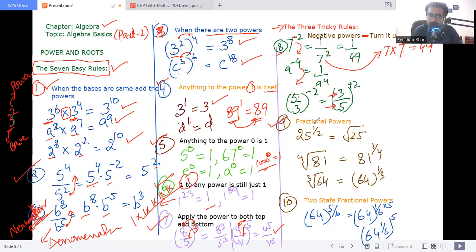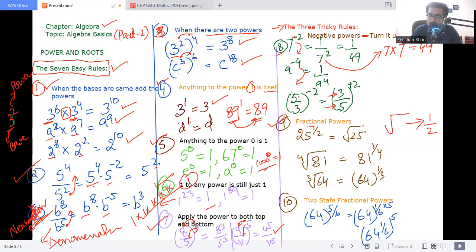Rule number 9, fractional powers. Actually, what does this 1 by 2 mean? This 1 by 2 means under root or square root. So this square root is equal to the power 1 divided by 2. You can see 25 under root or square root. We can write that as 25 to the power 1 divided by 2. Okay, these are fractional powers.